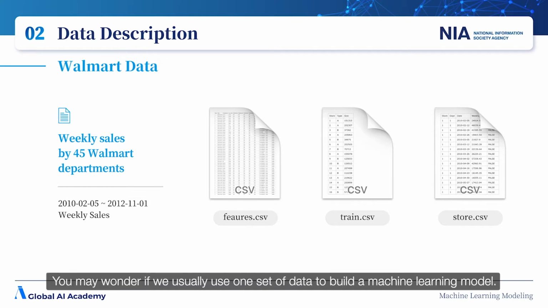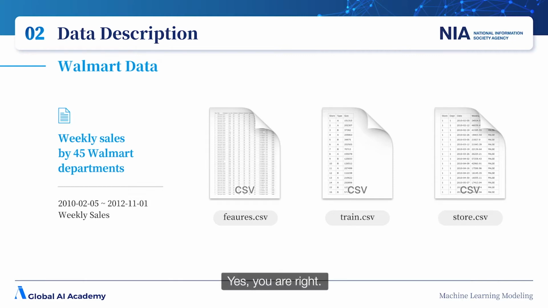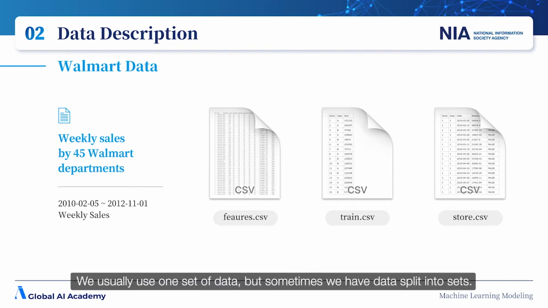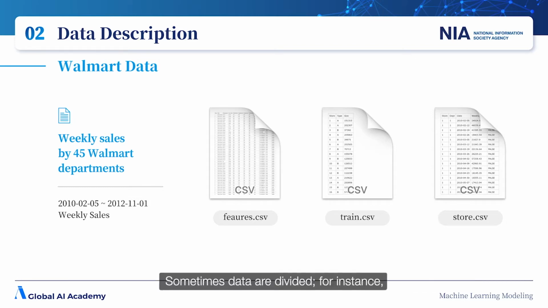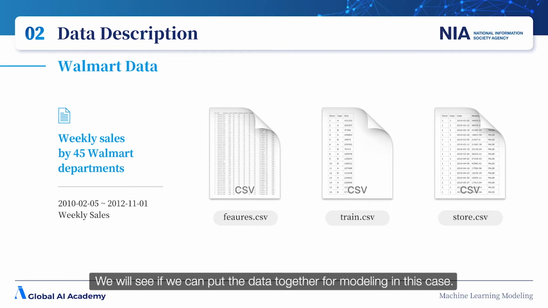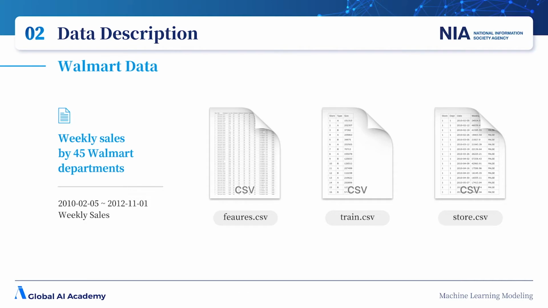You may wonder if we usually use one set of data to build a machine learning model. Yes, you are right. We usually use one set of data, but sometimes we have data split into sets. Sometimes data are divided. For instance, some of this data are in file A and some are in file B. We will see if we can put the data together for modeling in this case.